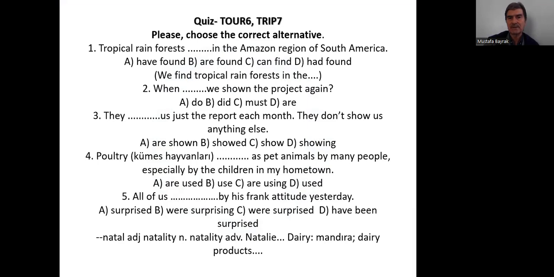So present tense. They show, see, they active. They show us just the project, just the report each month. They don't show us, again, active, anything else. Poultry blank as pet poultry as pet animals by many people, especially by the children in my hometown.